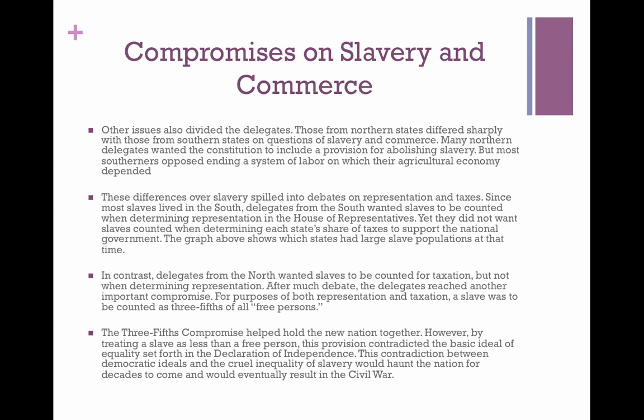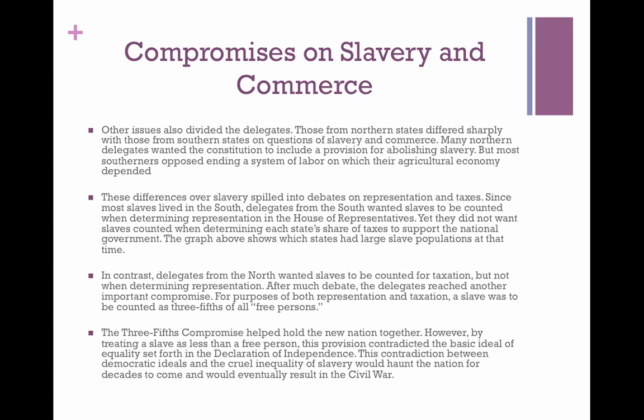These differences over slavery spilled into debates on representation and taxes. Since most slaves lived in the South, delegates from the South wanted slaves to be counted when determining representation in the House of Representatives. Yet, they did not want slaves counted when determining each state's share of taxes to support the national government. Those are very conflicting things. In contrast, the delegates from the North wanted slaves to be counted for taxation, okay? If they can be counted as votes within the representation in different houses, then they should be counted for taxation. But they didn't want them to be counted when determining actual representation.